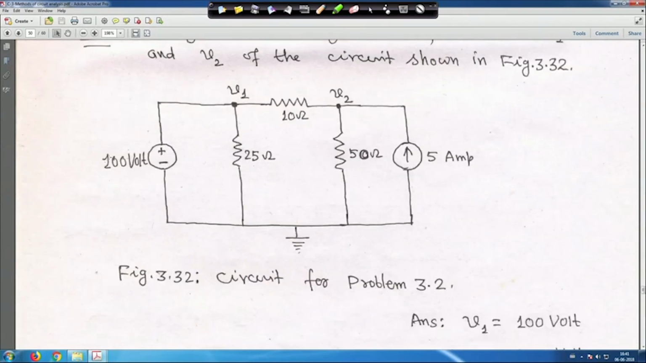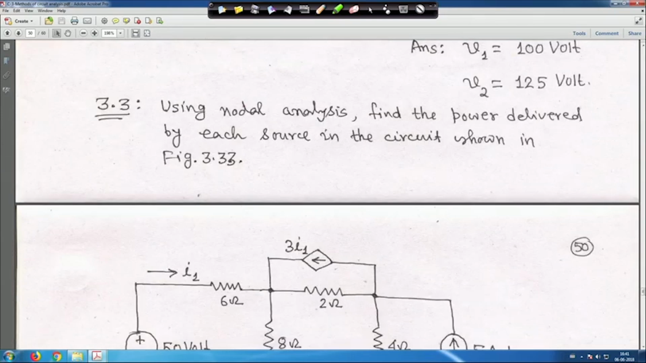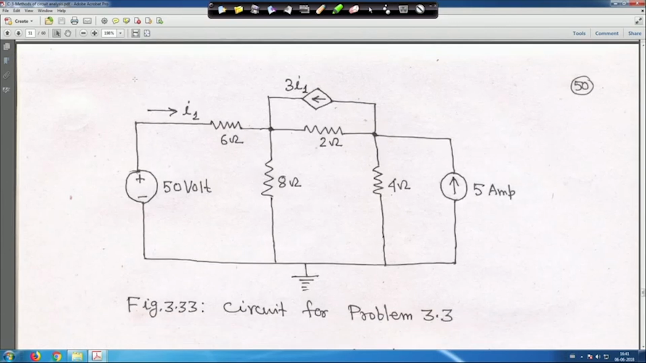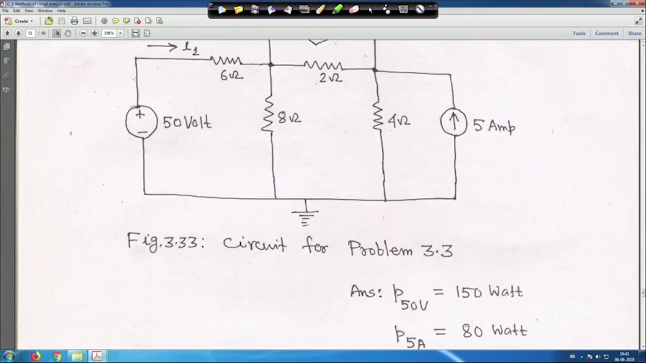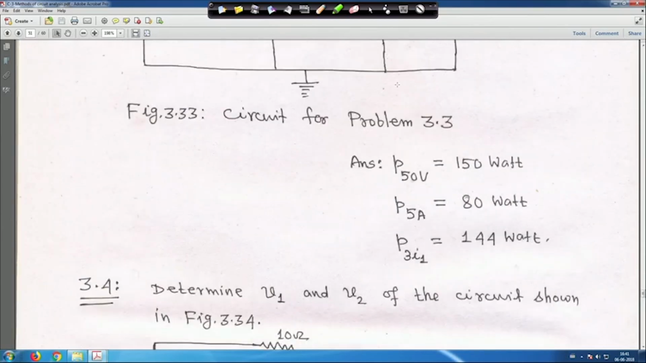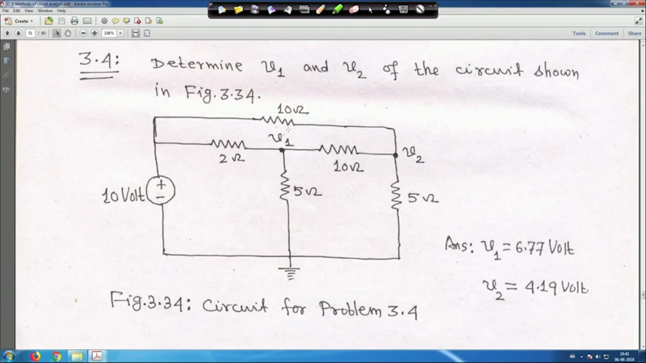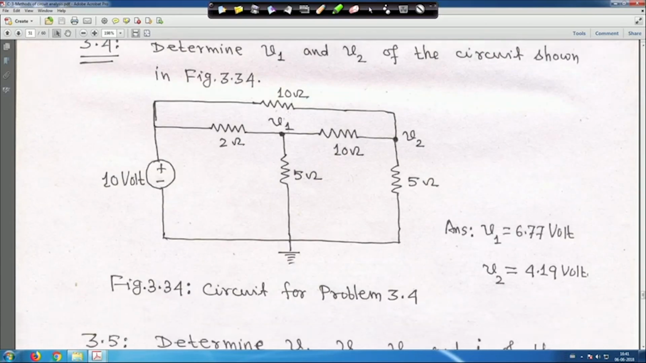Then another one, figure 3.3: using nodal analysis, find the power delivered by each source in the circuit shown in figure 3.3. You have to find the power delivered by each source of this circuit. Answers are given: 150 watt, 80 watt and 144 watt respectively. Next, determine V1 and V2 of the circuit shown in figure 3.4. Answers are given. I hope all answers are correct, but if you find any error, please let me know so that I can rectify it.